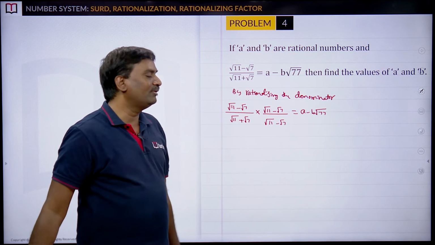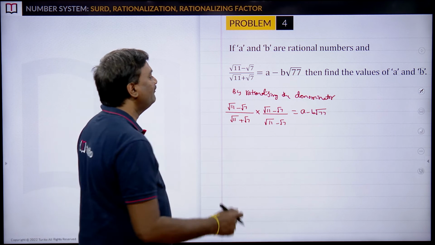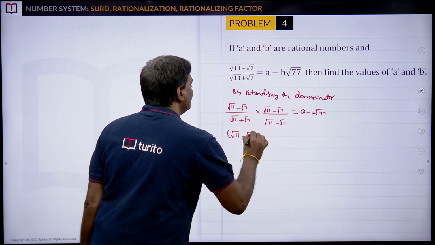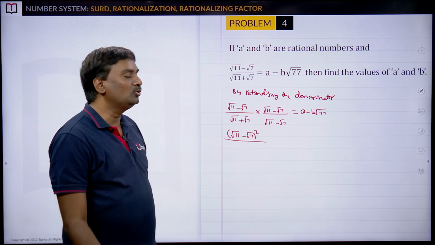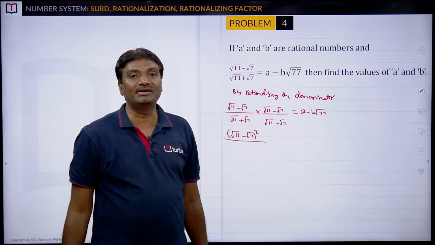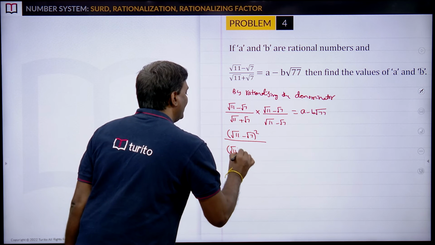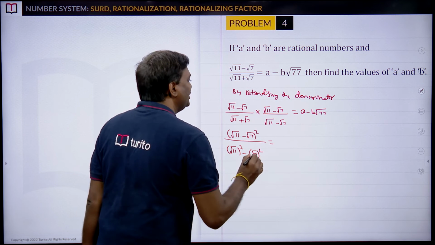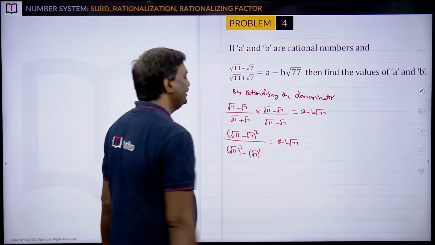Now, in the numerator root 11 minus root 7 into root 11 minus root 7 can be written as root 11 minus root 7 whole square. In the denominator, root 11 plus root 7 into root 11 minus root 7. So, they are in the form of a plus b into a minus b, which is a square minus b square: root 11 whole square minus root 7 whole square equals a minus b into root 77.